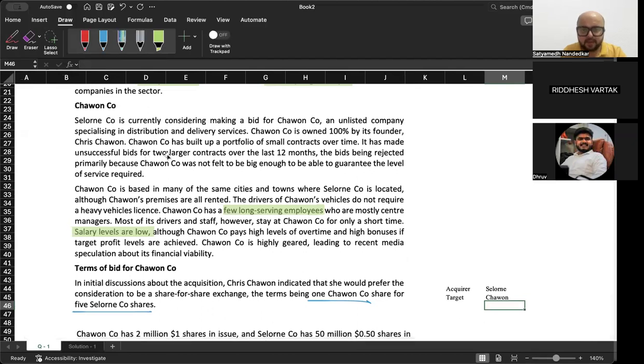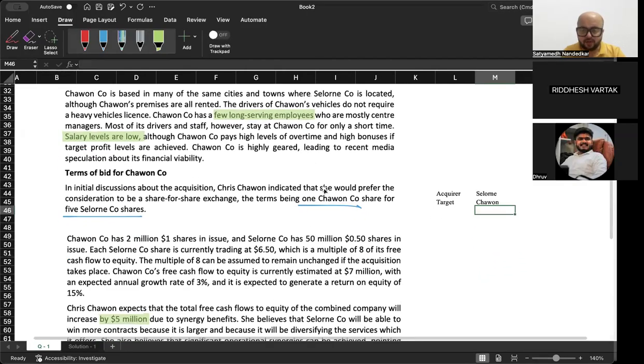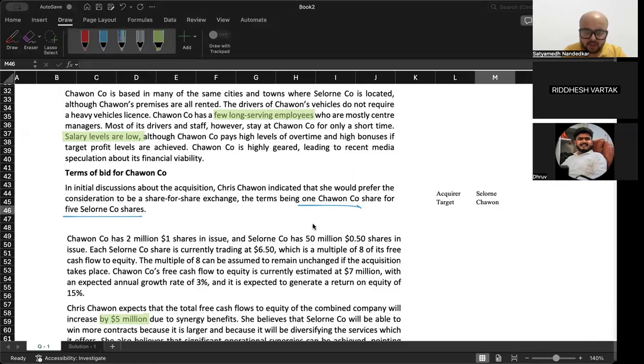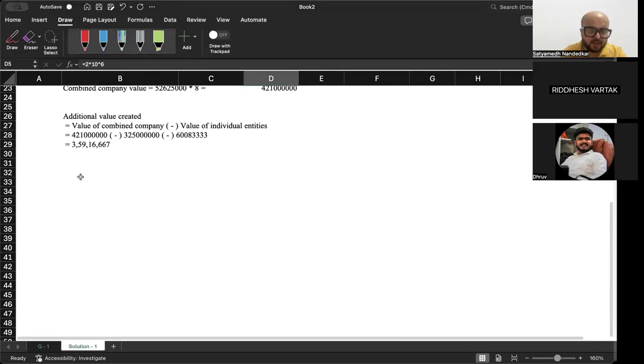Now, first of all, who is Chris? Chavon is owned 100% by its founder, Chris. Chris owns all the shares of Chavon. Okay. So what is the term? One Chavon company share for 5 Selorne company shares. So if you have one share, against that you will get 5 shares in Selorne company. Now how many total shares are there in Chavon company? There are 2 million shares. Okay.